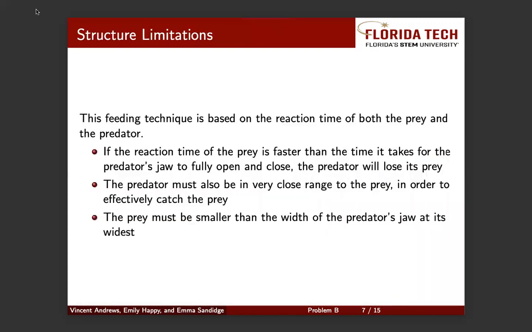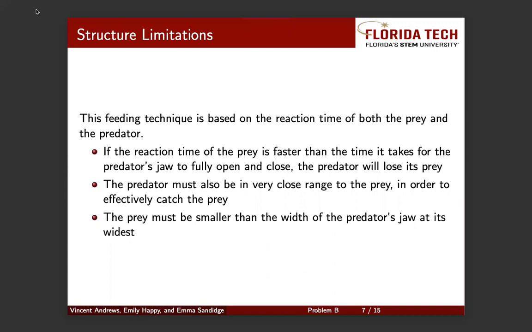So some of the limitations that we encountered: the feeding is based on the time it takes a predator to open its jaw, suck the prey in, and then close the jaw so the prey cannot escape. So it's based on whether or not the prey can react fast enough to get far enough away from the predator before the mouth closes.